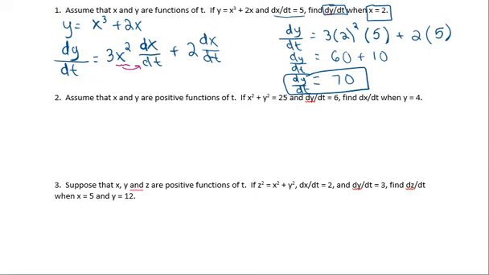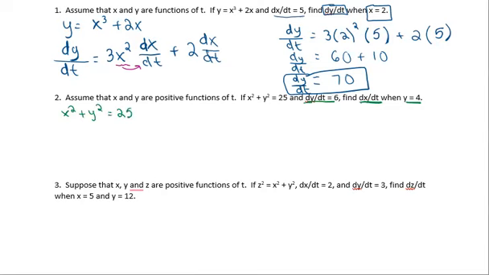Let's try again. Number 2. Assume that x and y are positive functions of t, and then here's our equation, x squared plus y squared equals 25. And dx/dt equals 6. dy/dt equals 6. Find dx/dt when y is 4. So let's start this the same way. Let's write down our original equation. x squared plus y squared is equal to 25.